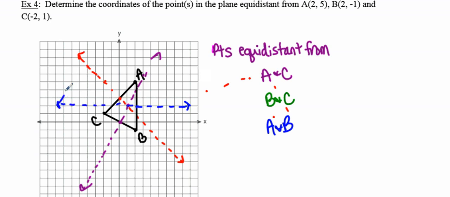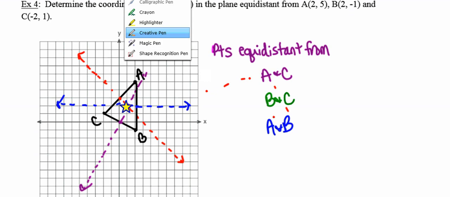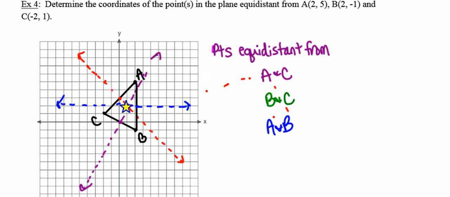So the points that are on all 3 loci that satisfy all 3 of those conditions, and there's only one, is that point right there. And the coordinates of that point are (1, 2). That is the point that's equidistant from each of those points.